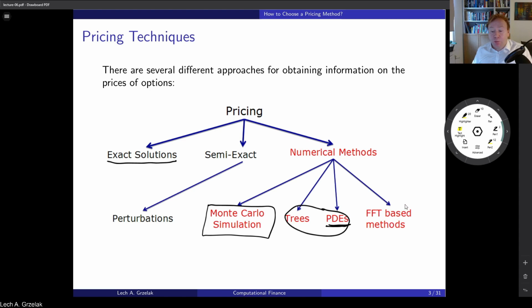And the last part that we will concentrate on in the coming lectures will be FFT, Fourier-based methods. Those methods are slightly different from the two. Monte Carlo you can use for pricing in high dimensions. PDEs have the advantage of Greeks, but FFT is typically associated with extremely fast pricing. So speed here is the top element.